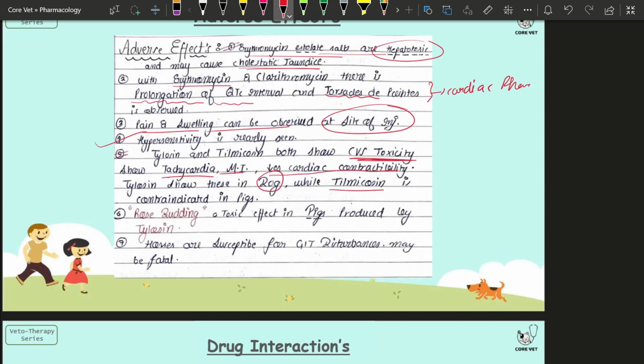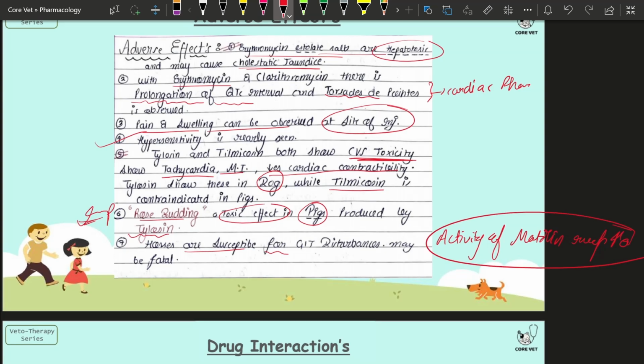And rosebudding is a toxic effect that is seen in pigs with the usage of tylosin. Please note this point. It is important that rosebudding is a toxic effect that is observed in pigs due to the usage of tylosin. And horses are also susceptible because the activity of the motilin receptor is increased, right?